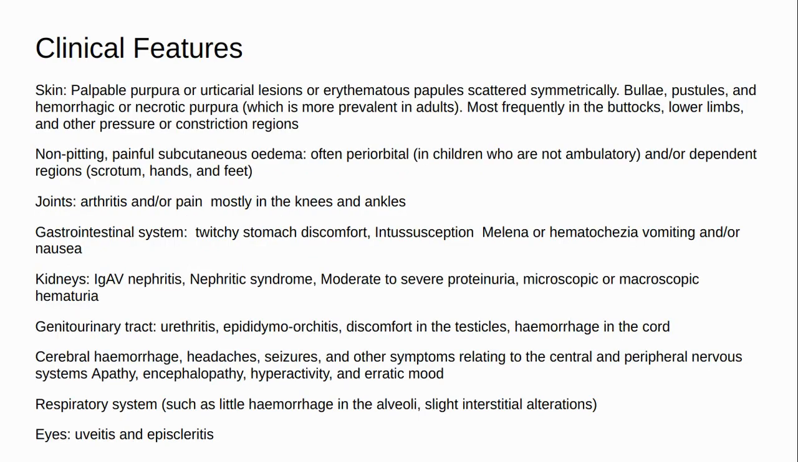IgA vasculitis, or IgAV, demands a thorough physical examination since it can impact various organs. While skin lesions are the most noticeable, manifestations in the kidneys, gastrointestinal system, and joints are quite common. Let's explore each aspect. In the majority of patients, skin lesions serve as the initial sign of IgAV.